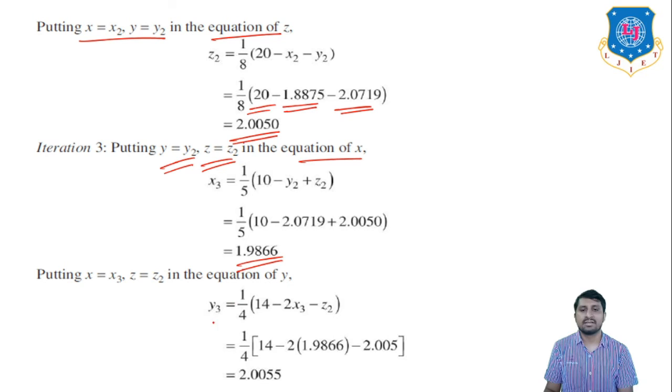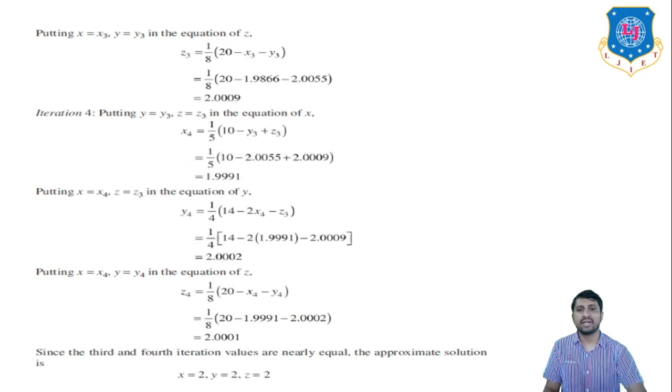And similarly you can find y3. To find y3 you can use x3 and z2. So on the right hand side, see x3 and z2. So 14 minus 2 into 1.9866 minus 2.005, divided by 4. So that is 2.0055. Similarly you can continue this process until the successive approximations are near.